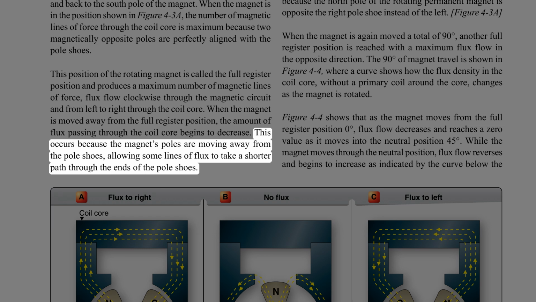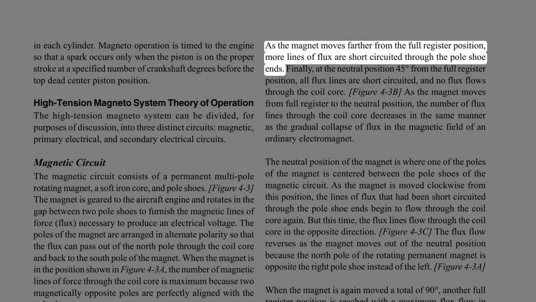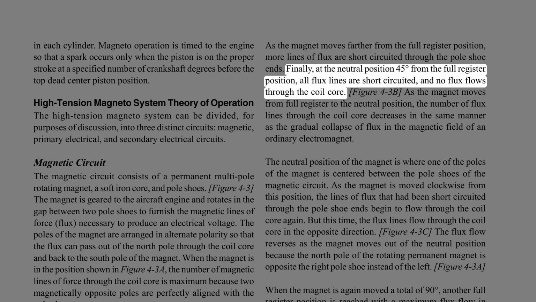This occurs because the magnet's poles are moving away from the pole shoes, allowing some lines of flux to take a shorter path through the ends of the pole shoes. As the magnet moves farther from the full register position, more lines of flux are short-circuited through the pole shoe ends. Finally, at the neutral position, 45 degrees from the full register position, all flux lines are short-circuited, and no flux flows through the coil core.